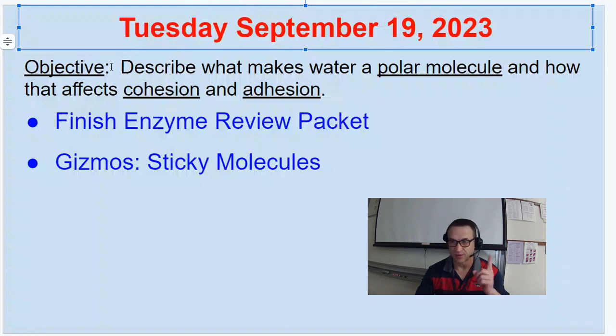Our objective, this is what we're going to want to be able to do. Describe what makes water a polar molecule. Why is it polar? And how that affects cohesion and adhesion. And we're going to do this with a Gizmo's Sticky Molecules lab.